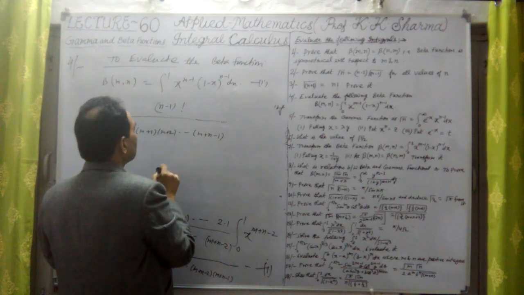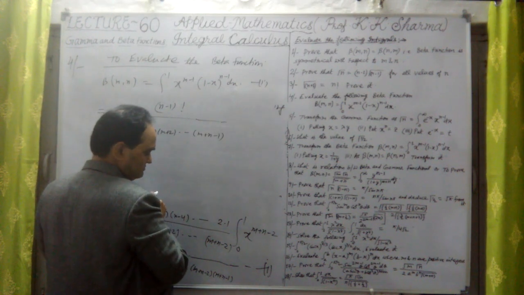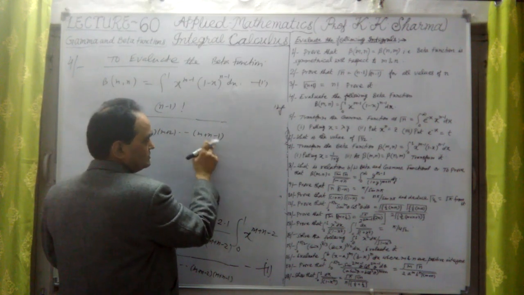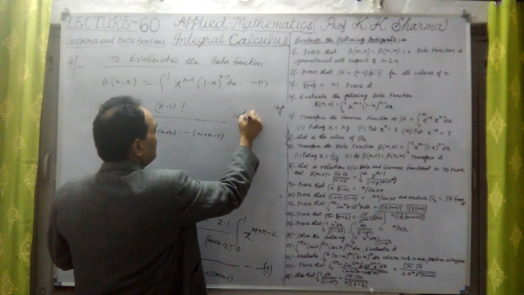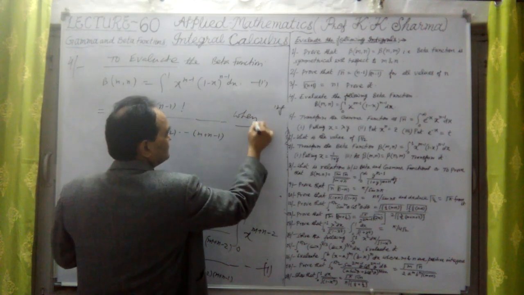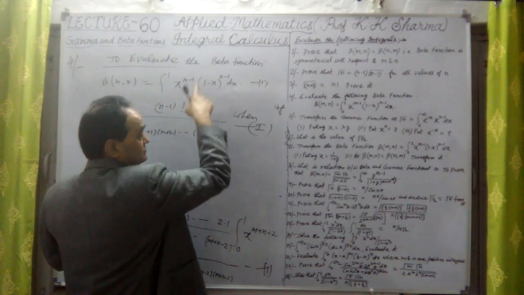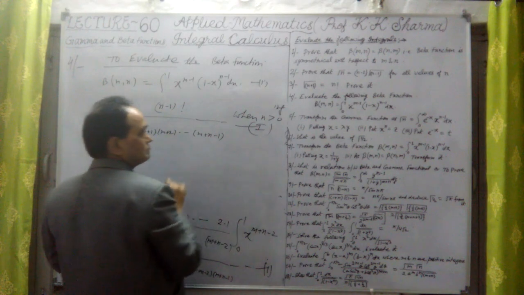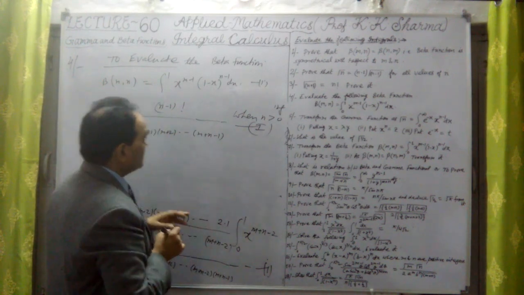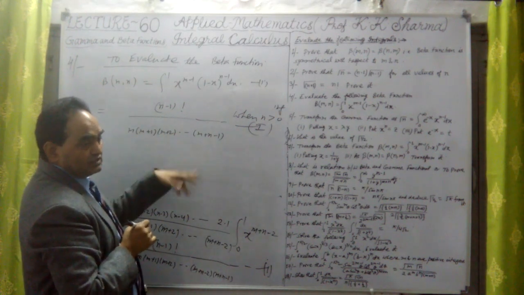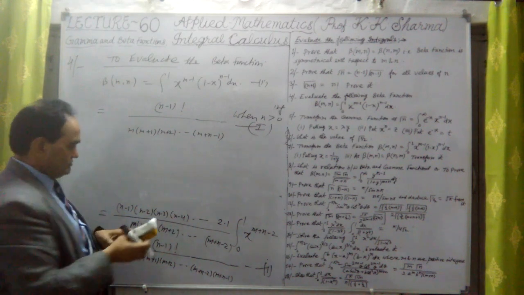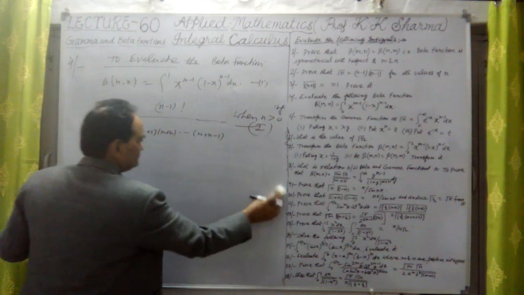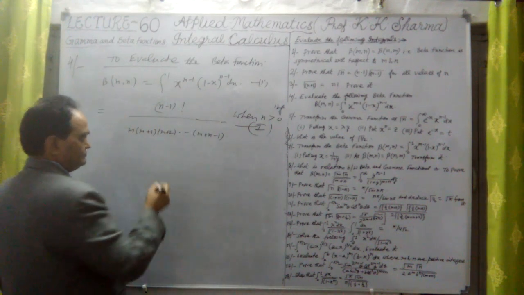Now, this is even n plus n, only up to n plus n minus 1. Okay, this is the first equation, the first possibility. This is the evaluation of this beta function up to this point when n is positive. But since beta(m, n) equals beta(n, m), there will be a second possibility.